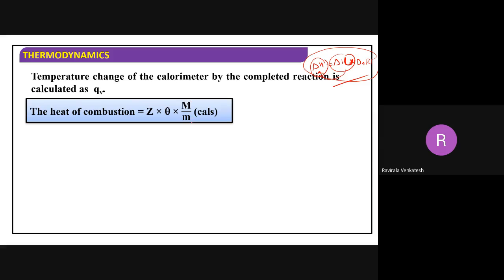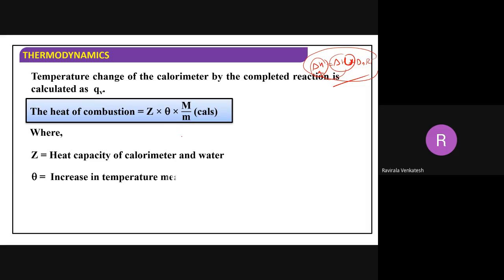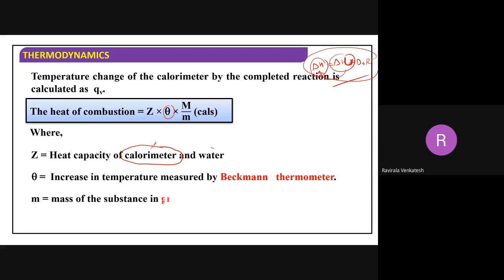Now here the heat of combustion is equal to Z into theta into M by m. Capital M, small m, I will explain. Z is equal to the heat capacity of the calorimeter and water. You already know heat capacity of the calorimeter means the amount of heat required to raise the temperature by 1 degree Celsius. This will be constant because this is an instrument. And how much temperature increased here? That is the theta value. Small m is the mass in terms of grams. Capital M is the molar mass.